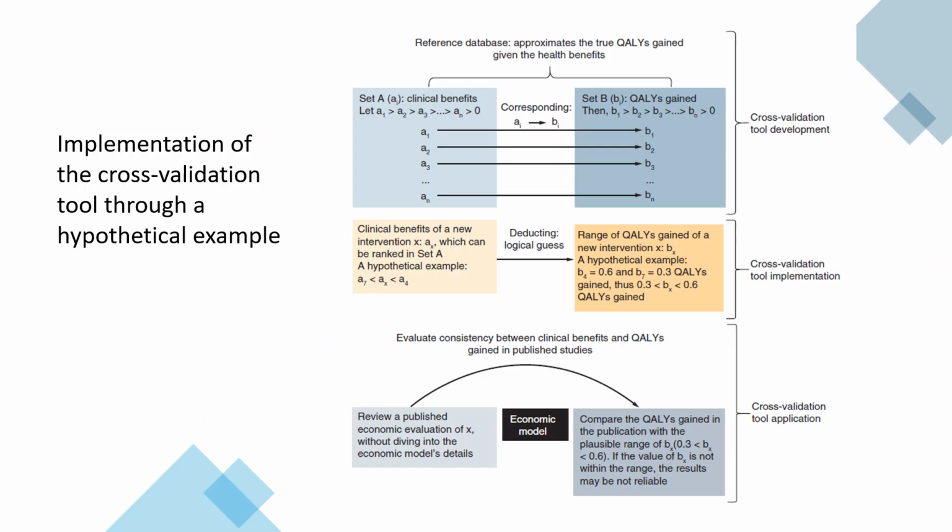In a hypothetical example in this figure, according to clinical judgment, for clinical measures, the benefits of the new intervention would be less than the fourth-ranked treatment in the dataset, associated with 0.6 QALY gain compared to usual care, and greater than the seventh-ranked treatment, associated with 0.3 QALY gained compared to usual care. Therefore, the QALY gained associated with the new intervention likely range from 0.3 to 0.6.